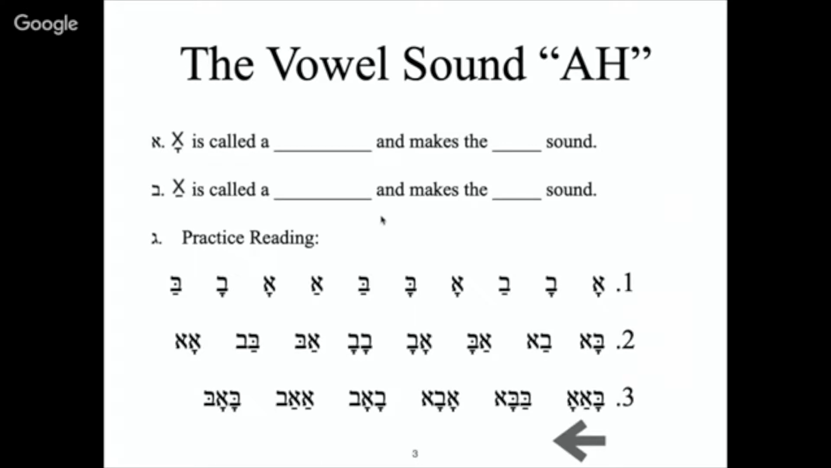We also did the vowels. Who can remember what the vowel that makes the ah sound is actually called? You see what it looks like. Who remembers what it's called? Anybody? The kamatz. Yes, this is the kamatz here, the T-looking thing. And the top is the line-looking thing, and they both make the same sound, the ah sound.